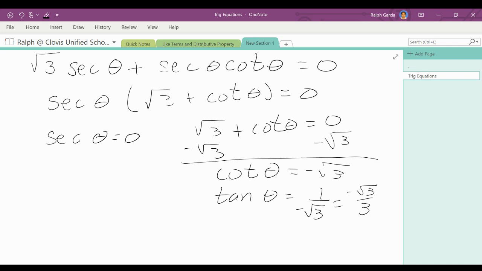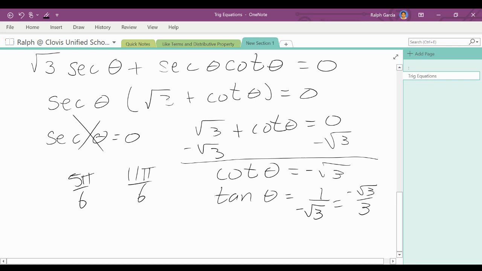The secant cannot be 0, so we can ignore that one. And then we're just going to look at tangent. Where is tangent equal to negative root 3 over 3? That's 5 pi over 6 and 11 pi over 6. There are our answers right there.